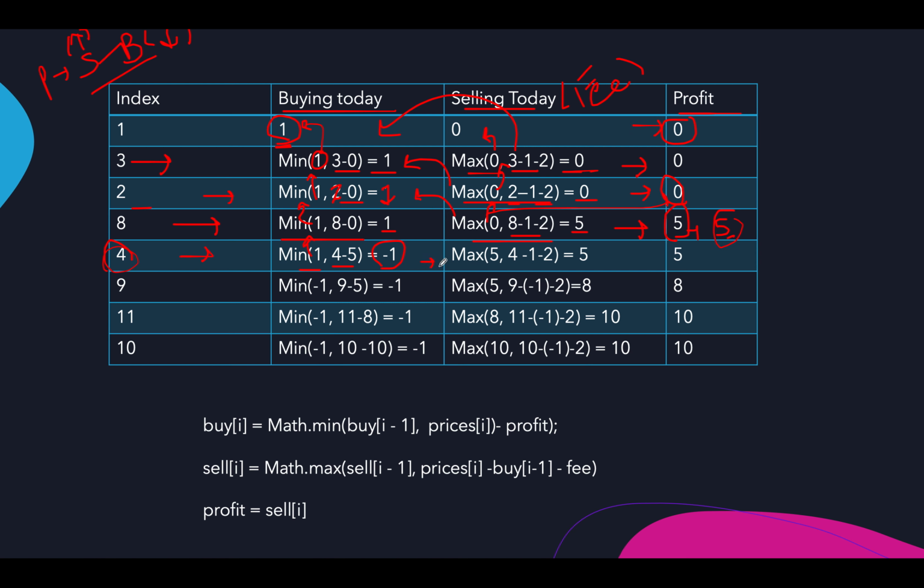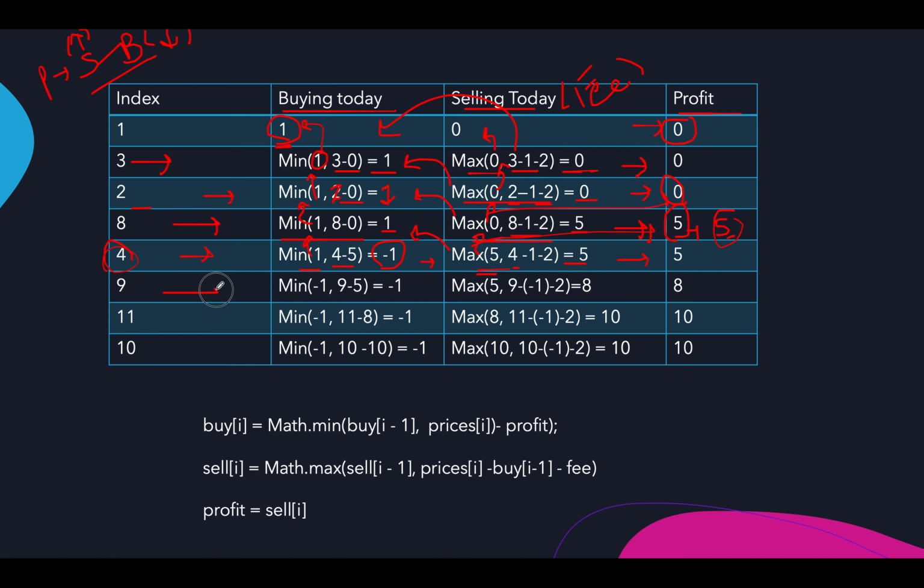Let's talk about the next column. If we are selling today, then there are two possibilities. The previous day selling profit, whatever it was, the previous one was 5, and the second one would be, if I'm selling today, what was the buying cost for the previous day. Since I'm selling today, I have to look at the previous row. That means 4 minus 1 minus 2, that is 1. So the maximum of 5 comma 1 is 5. So the profit still remains 5.